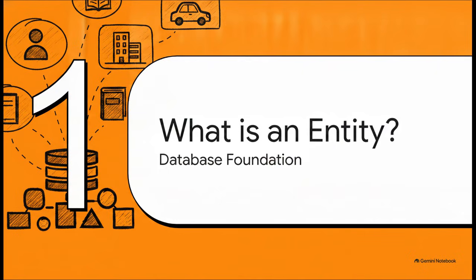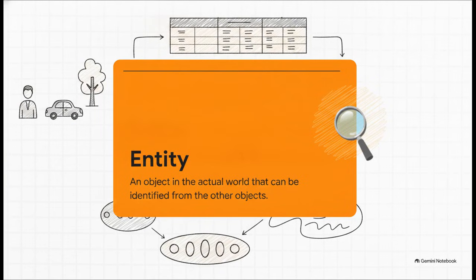Let's kick things off with Section 1. What exactly is an entity? This concept is truly the absolute foundation of any database. Simply put, an entity is a distinct object in the actual real world. Think of a car, a bank account, or even a person. In a database, we represent this entity using a specific set of attributes, which becomes a single row or record in a table. It's those unique values that make the entity completely distinct from everything else around it.